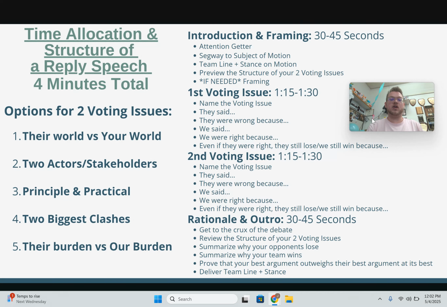seconds. Now, there are 2 voting issues because the speech isn't long enough to fully develop 3, although you technically could. I would never recommend it. That's more of the third speech's job.